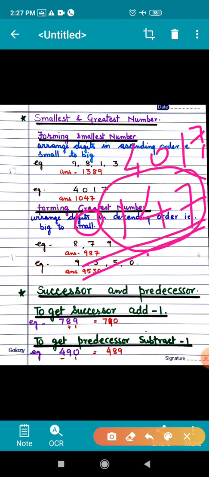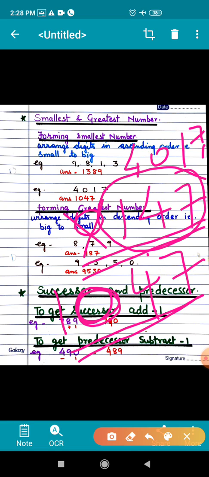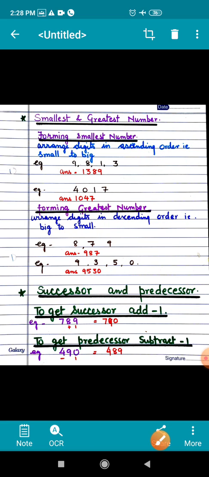So what will you do? Children, you will place 0 in the second place from the left side, because 0 has no value when it is on the left side. Correct? So how can we form the number? First we will write 1, and the second place will be 0, and after that 4 and then 7. So the number formed is 1047. Okay children?